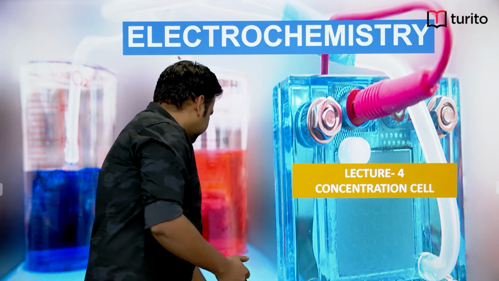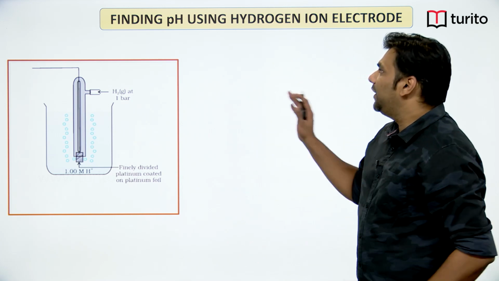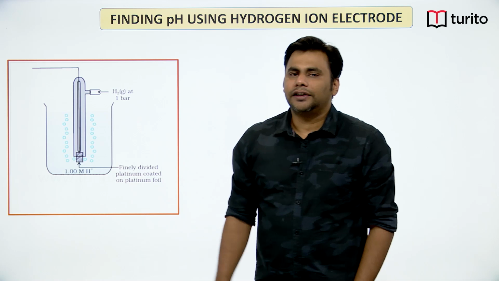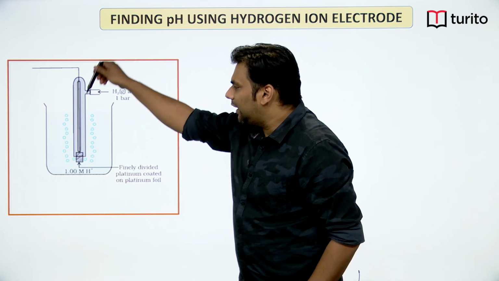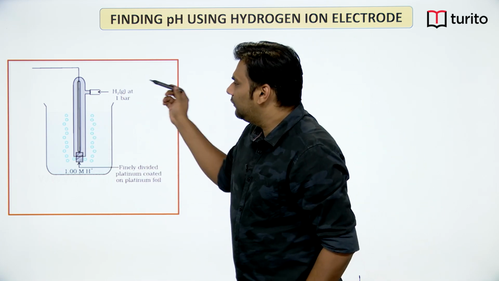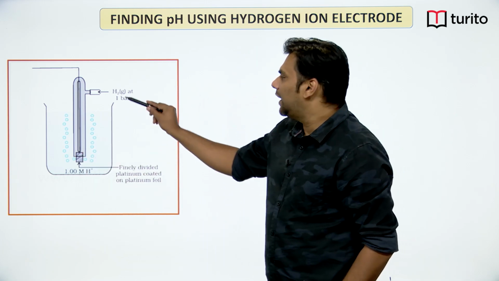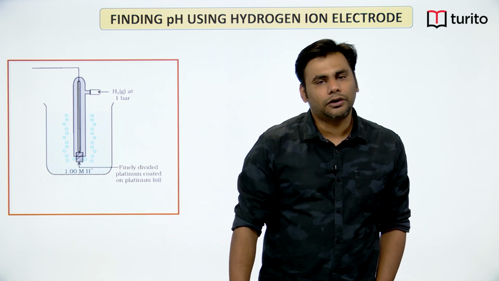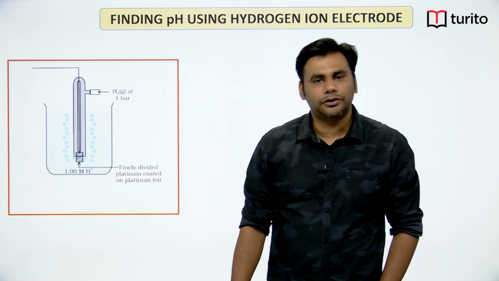The first thing that I wanted to discuss today was how do we find pH using a hydrogen electrode. You can see in the figure, this is basically a standard hydrogen electrode. There is a platinum wire dipped in the aqueous solution containing H plus ion, and to this solution we are bubbling hydrogen gas. The hydrogen gas is at 1 bar and the H plus ion has a unit concentration. So this is basically a representation of the standard hydrogen electrode.